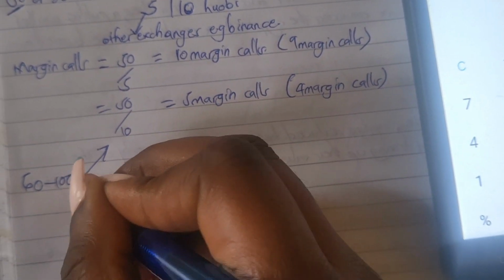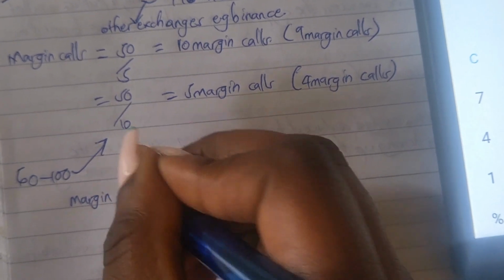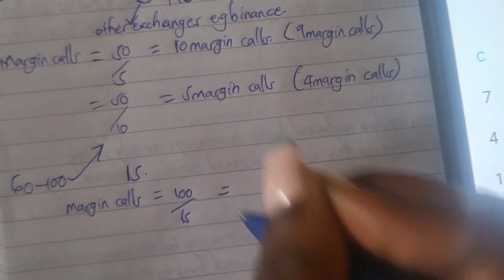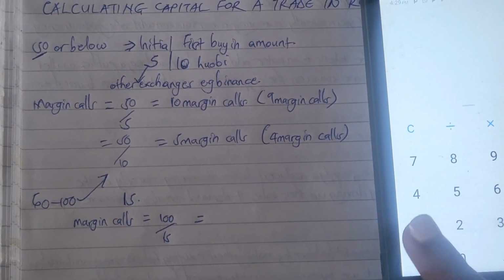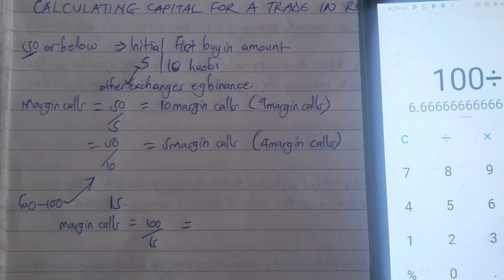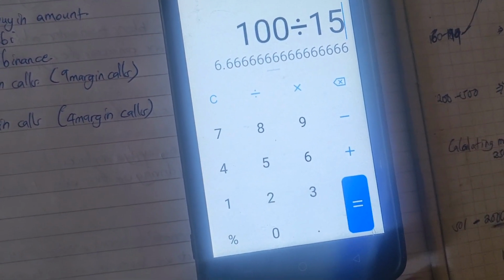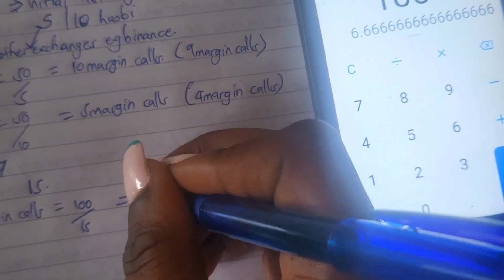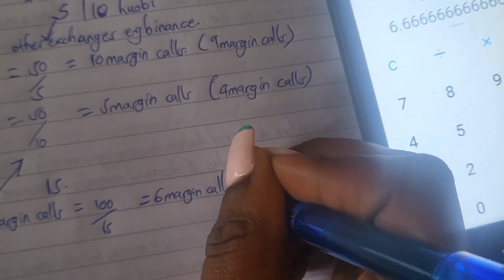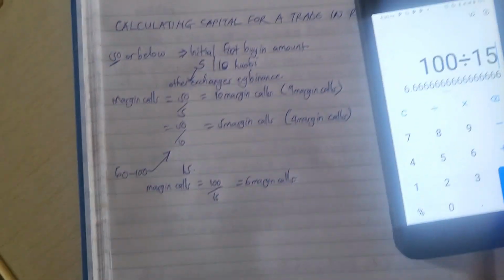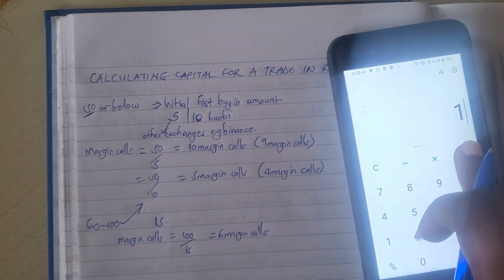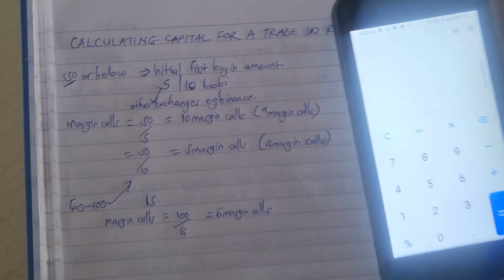And that means for you to get margin calls with $15, it is going to be 100 by 15. Remember, the higher the first buying amount, the higher the amount of profit you're going to collect from the market. So here you have 6 margin calls, but remember, there is the initial first buying amount, the first time the robot buys before it comes to pick the margin calls. So that means you'll have 5 margin calls.